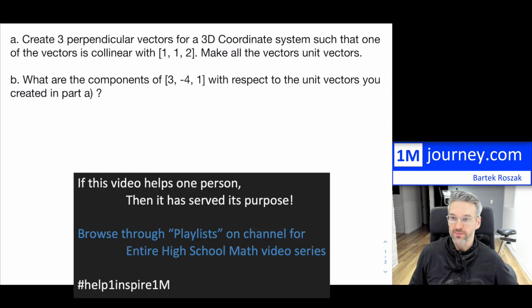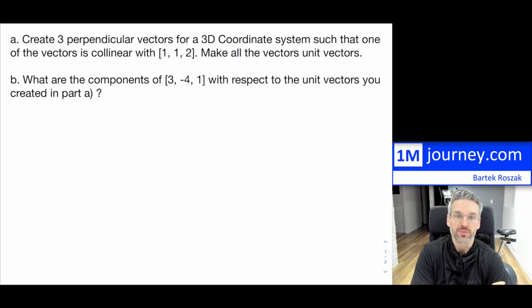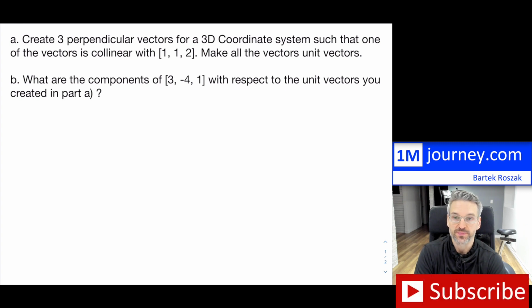Welcome to this example on actually applying dot product in 3 dimensions and then trying to find the coordinate system. We're going to be doing kind of projections of a vector in this example. Now let's take a look here. So we have 2 parts in here.